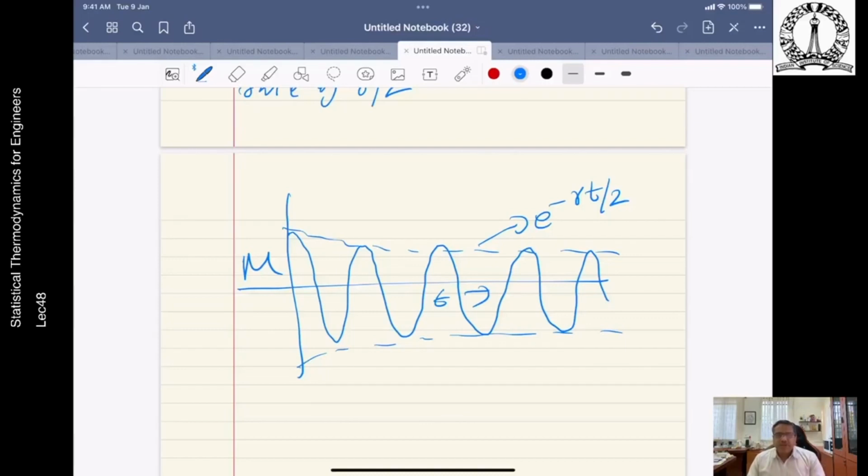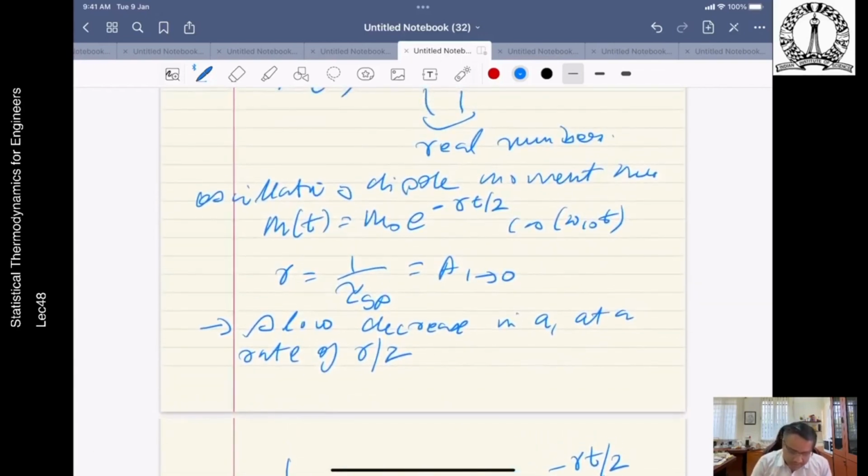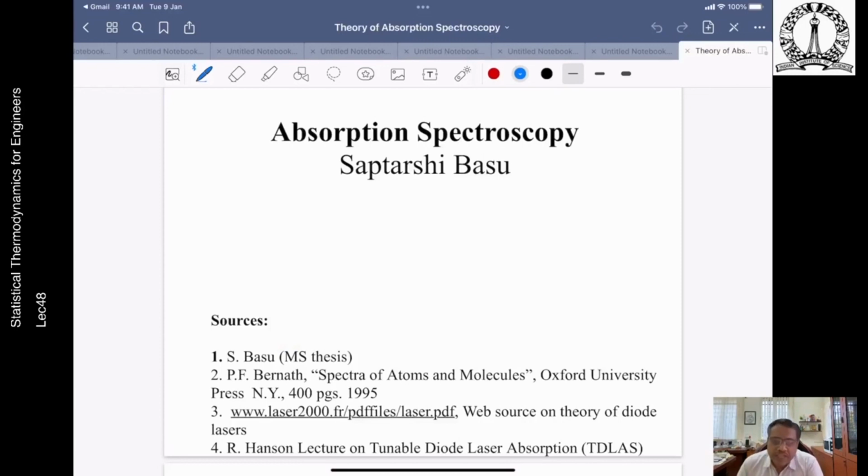So welcome to lecture number 48 of the Statistical Thermodynamics course for engineers. During the last lecture, if you recall, we calculated the oscillating dipole moment, which is given by this. So now that we have got an idea of what absorption is, we can now set the stage for absorption spectroscopy. So we are going to do a little bit of rehash of what we already did in this PPT.